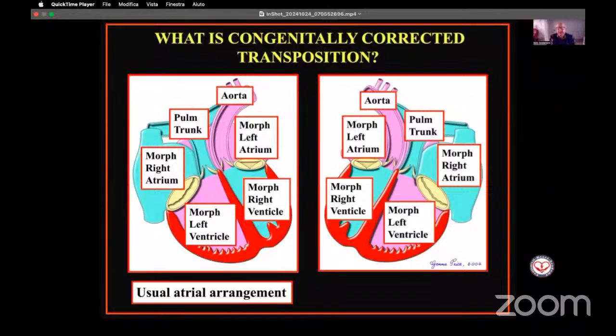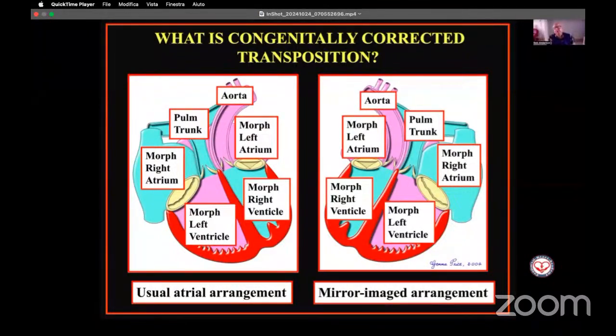And then, again, in most instances, the right ventricle pumps the blood into an anterior and right-sided aorta. This is congenitally corrected transposition with mirror-imaged arrangement, but as you will see, it is not L transposition. So to emphasize again, L transposition is not the same thing all the time as congenitally corrected transposition.